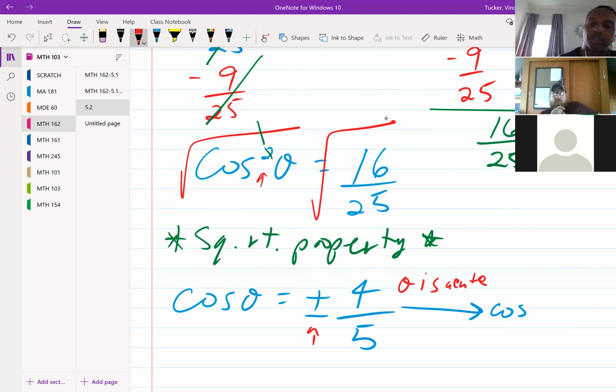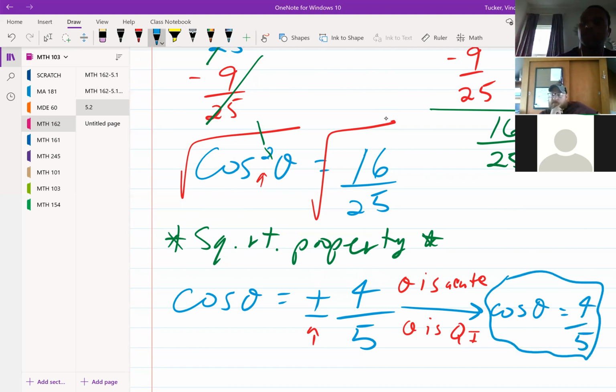So because theta is acute, theta is in quadrant 1. That means cosine theta is 4/5. All right. Questions on that? We got one more thing to mention.